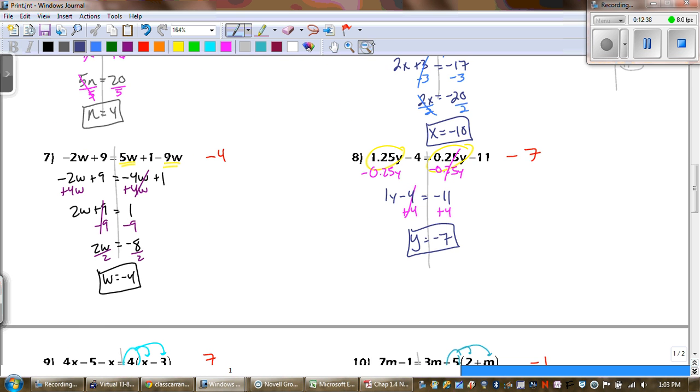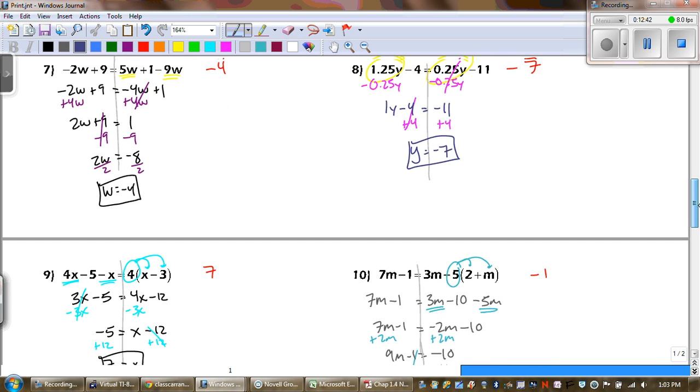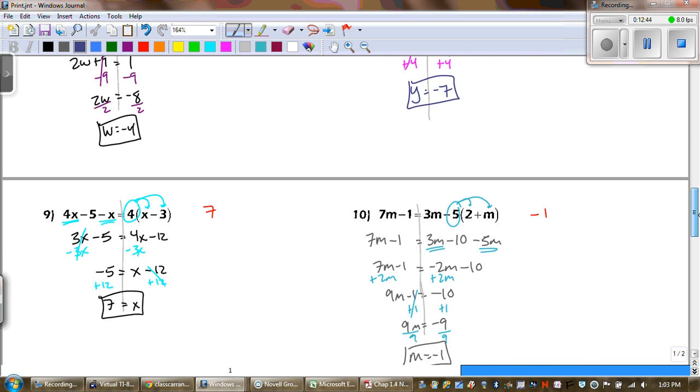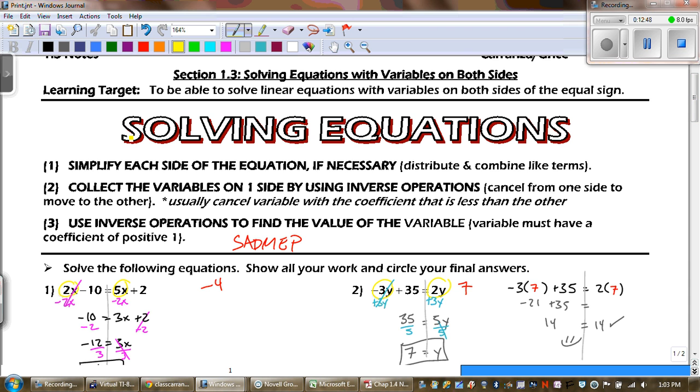Okay? So even though those were just a little bit out of order, that's all of the work. Just remember, guys, all the steps are right here. Check to see if you need to simplify, which is distribute or combine like terms. Collect the variables to one side, okay? We usually cancel the variable with the lesser value, okay? And then finally it's SADMAP to get your answer, all right?